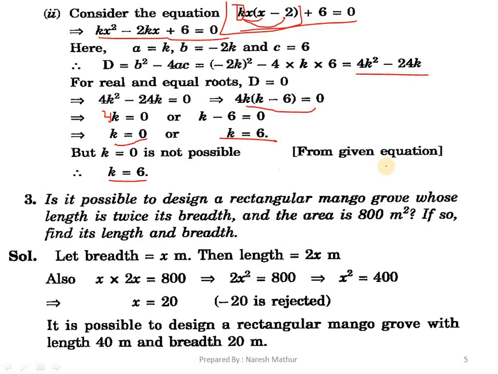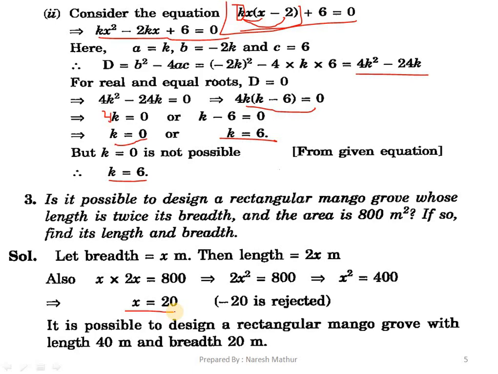Then apply the formula of area of rectangle, that is L into B. So x into 2x, just equate with 800. So we have 2x square equals 800. So we get x square equals 400. Then taking square root on both sides, we get x equals plus minus 20.